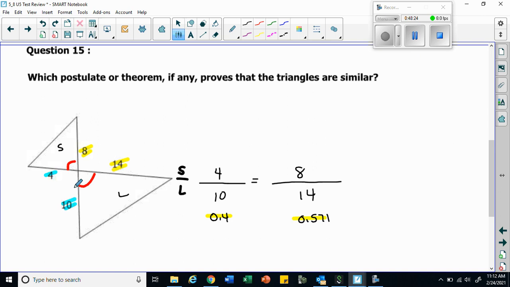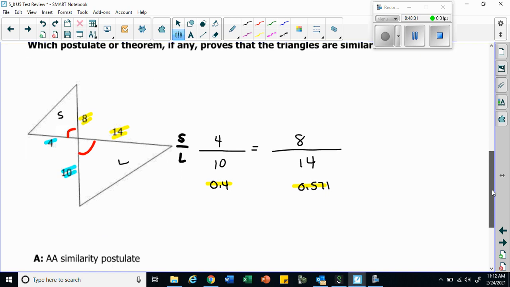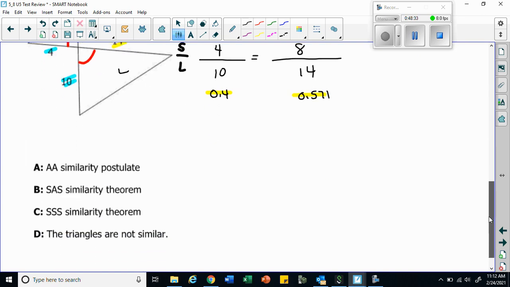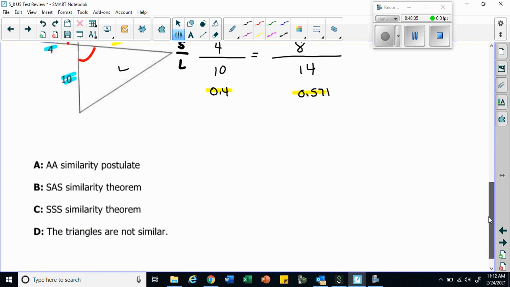So can we prove these two triangles similar using a side, an angle, and a side if these two proportions are not the same? You guys should know the answer to that. And then you guys can pick the correct answer below.